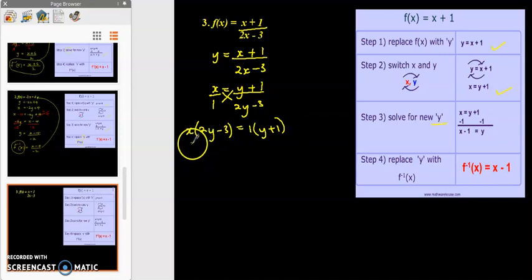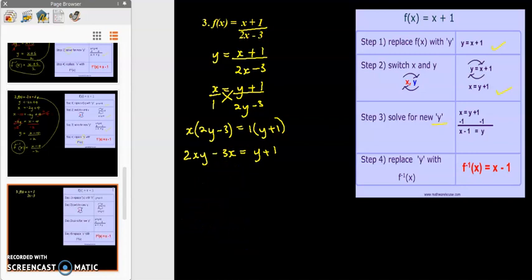Good. And once you see things like this, we have brackets with terms in it and also a term on the outside. So we're going to carry out what is called the distributive property, where we use x to multiply each term inside the bracket. So x times 2y would give us 2xy, minus x times 3 would give us 3x, equal 1 times that will give you y plus 1. So we are moving closer now.